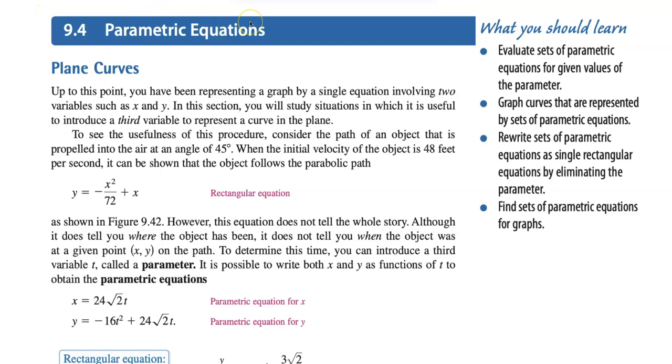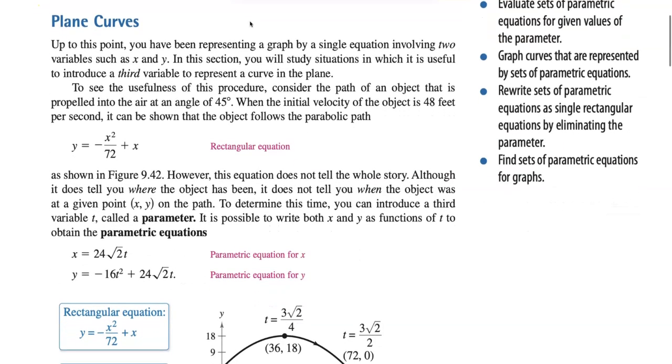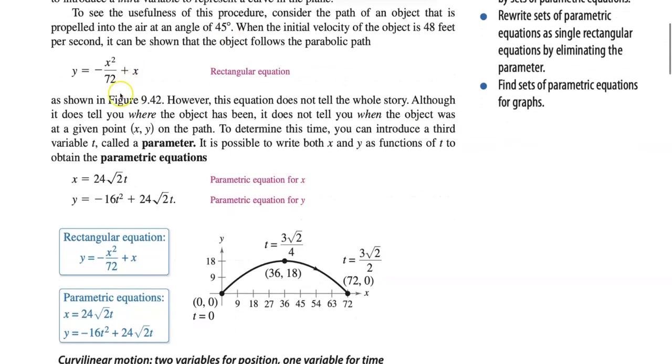9.4 Parametric Equations. So in this lesson, we're going to talk about what parametric equations are and how to use them. When you have a rectangular equation, it gives you the graph. That's all it does. You go y equals negative x squared over 72 plus x. It gives you a graph that looks like this. But you don't know which direction it's going or which direction it went.